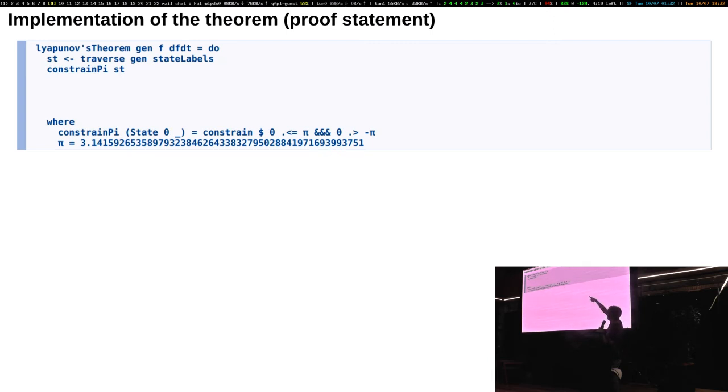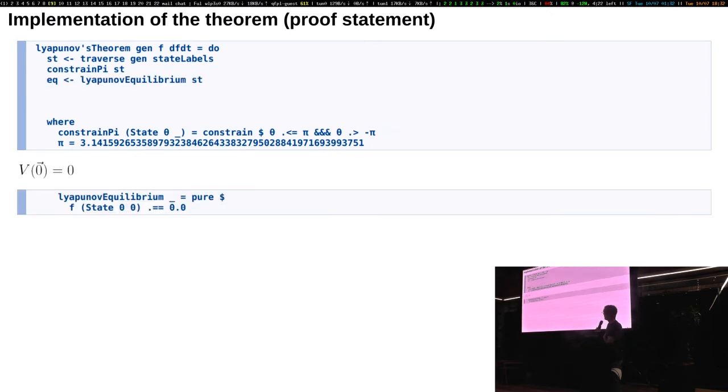So okay, we're gonna do the same thing. This traverse gen state labels, I factored out gen, which is S double or S bool or whatever, because I want to be able to do this proof for different basic types. So that's what gen's doing, and we're going to take in F and DFDT, which is V and DVDT. These are the two things we need for those three conditions. So the first thing we're going to do is constrain the state, the rotation angle, to be between pi and negative pi, because it just wraps, so it doesn't make sense outside that. And then we're just going to do the three parts.